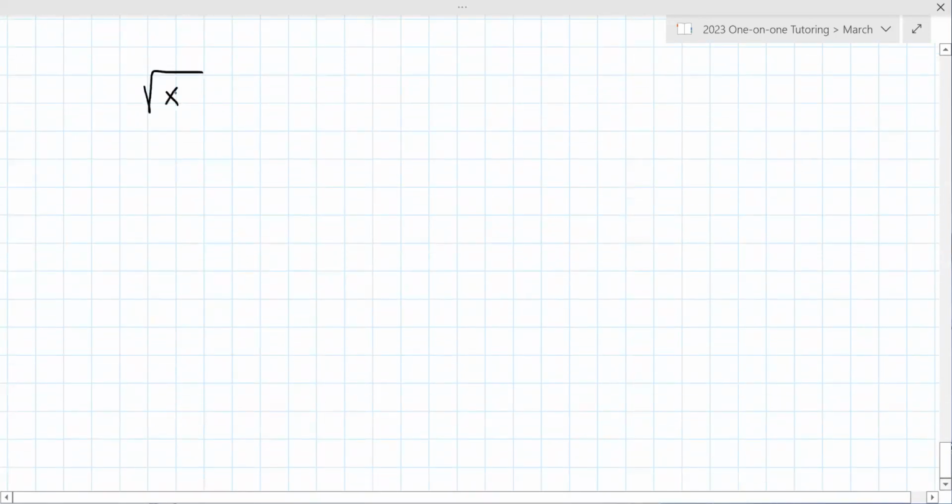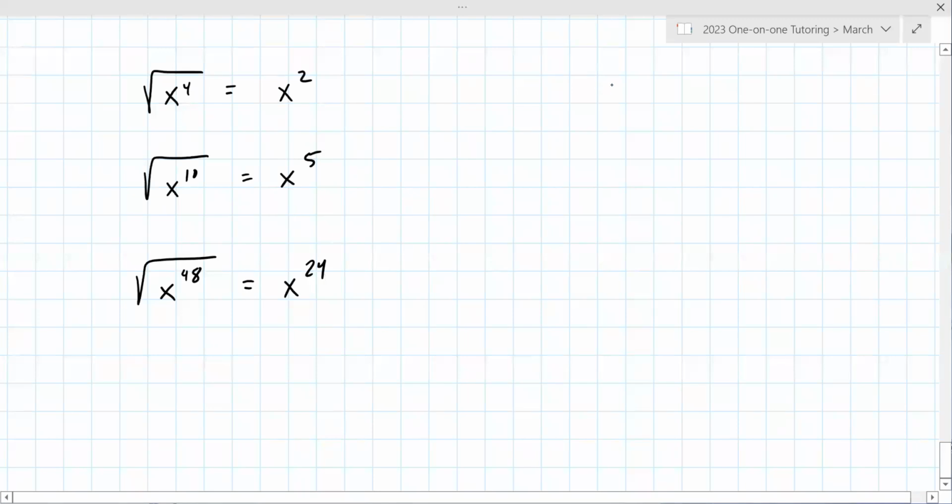Square root of x to the 4th is x squared. The square root of x to the 10th is x to the 5th. The square root of x to the 48 power is x to the 24. What is the rule? How are we going from this number to this number? We're dividing by 2.